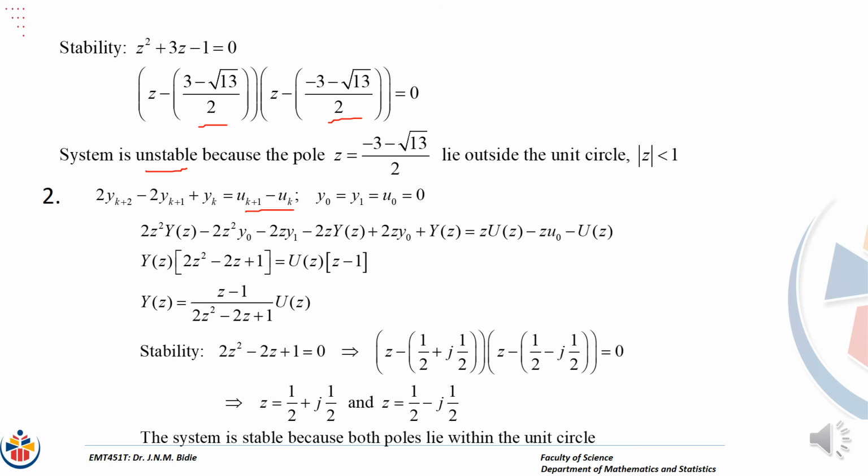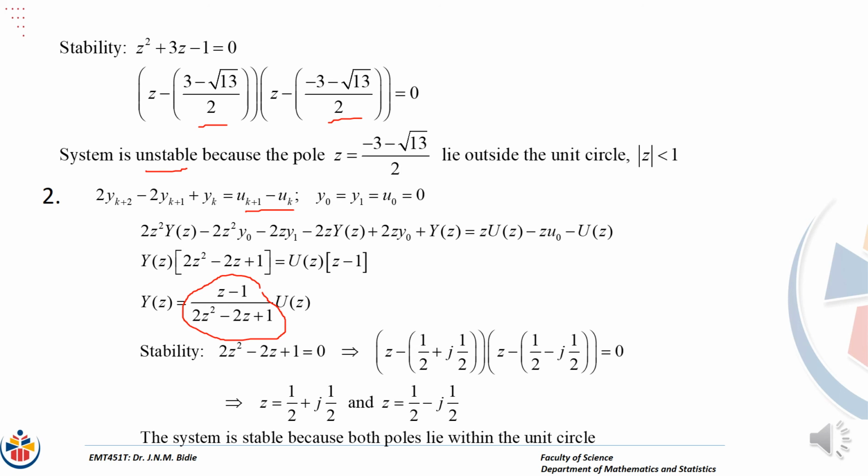and substituting the initial conditions throughout, you can see that Y(z) will be z minus 1 divided by 2z squared minus 2z plus 1. Therefore, that is the transfer function G(z). And therefore, for stability, you take the denominator of the transfer function, equate it to 0, and factorize.